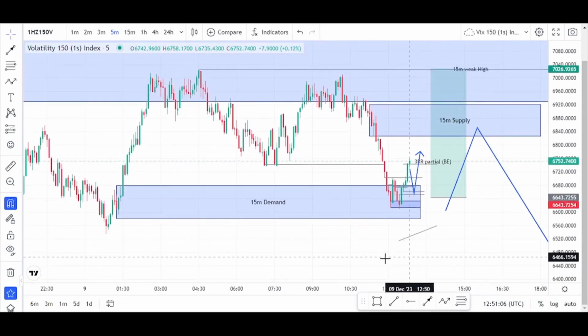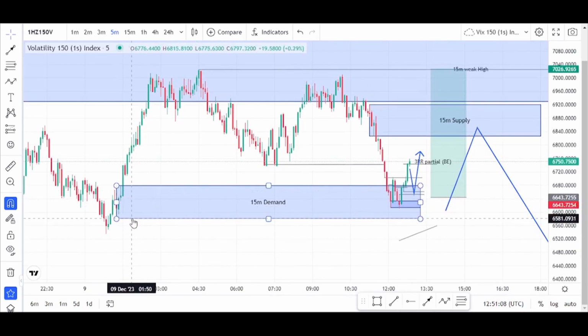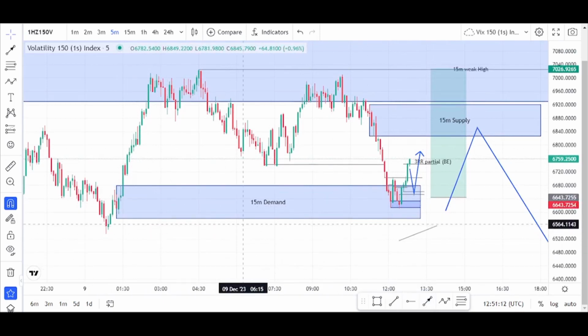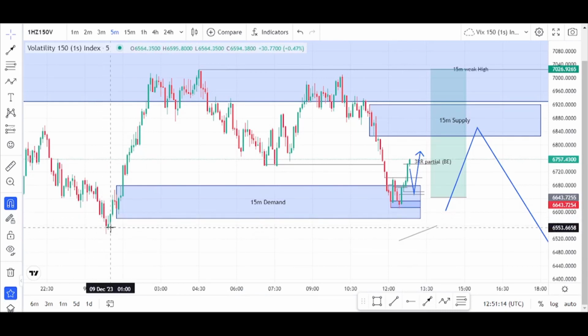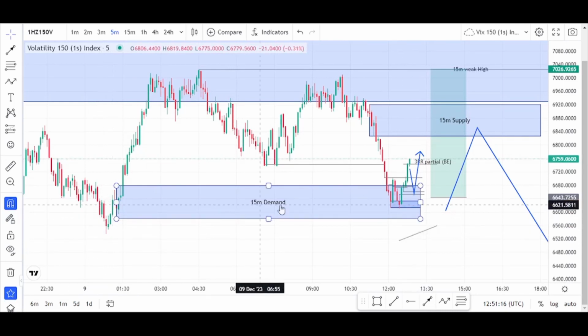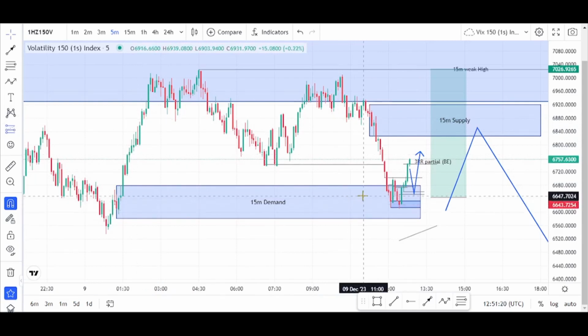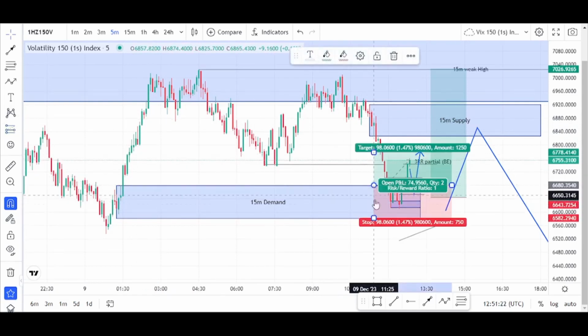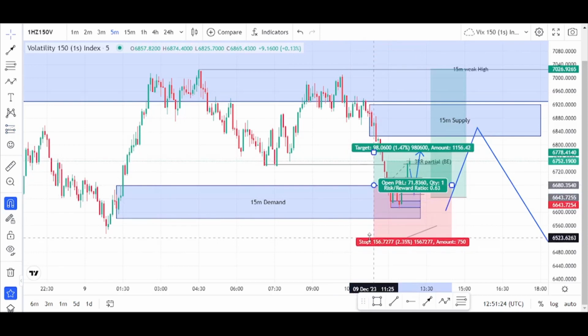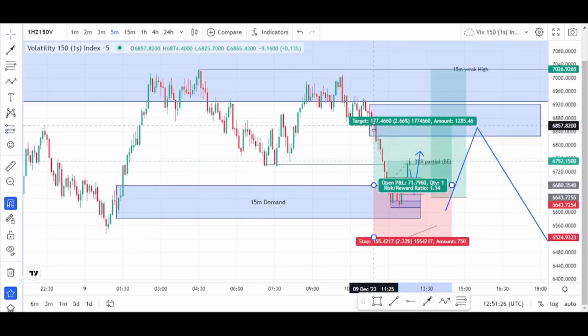So if you entered at this 50-minute demand zone and put your stop loss right below this candle, maybe you would have had a 1:2. A 1:2 is a good risk and reward, whatever ratio. It is a very good risk and reward. Why is it a good one?